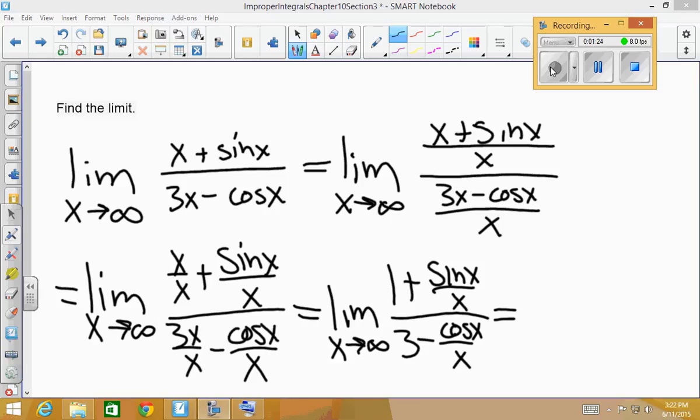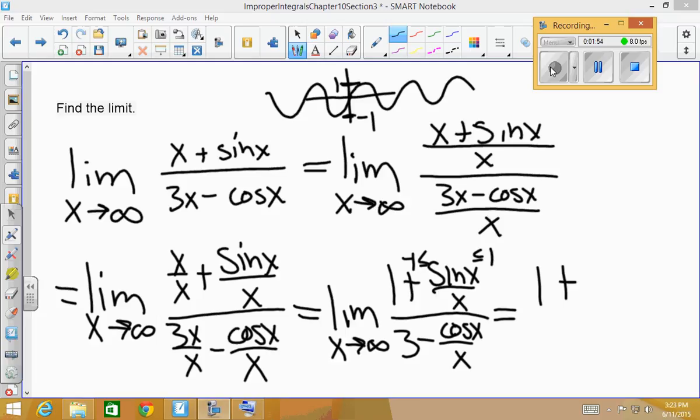Now, if we try to evaluate this limit, notice that, of course, the limit of 1 is 1. The limit of sine of x over x is a little bit tricky. If you remember the graph of sine of x, it wobbles back and forth between 1 and negative 1. So it never gets bigger than 1, and it never gets smaller than negative 1. So you could say that this is between negative 1 and 1, and x is getting closer to infinity. So if you have some number between negative 1 and 1 divided by some number that's getting larger and larger and larger, the whole thing is going to get smaller, so it goes to 0.